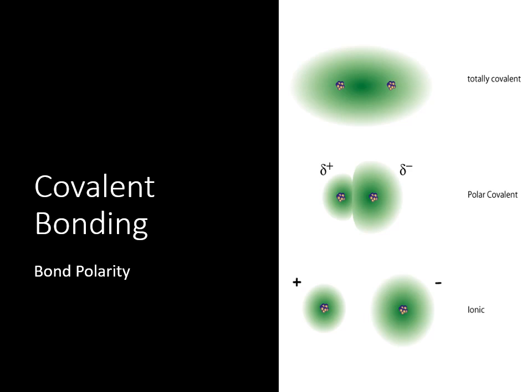In this video on covalent bonding, we're going to especially look at bond polarity. You can see in the pictures, these diagrams represent where electrons are. In a totally covalent bond, we call that a non-polar covalent bond, the electrons exist between the two nuclei. In a polar covalent bond, more electrons are held closer to one nucleus than the other. This is the polar covalent, and if the electron is completely ripped off and given to another atom, we actually have ionic bonds, and that's what we've just studied.